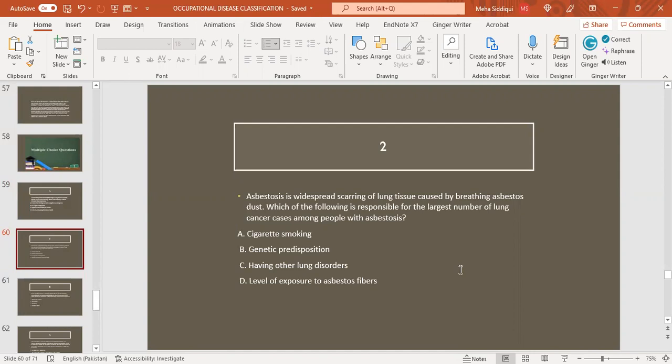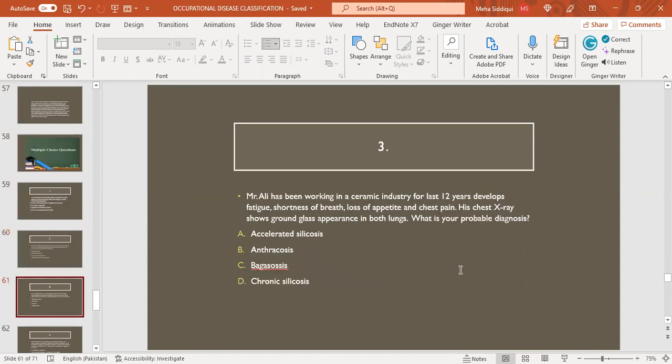No, the right answer is cigarette smoking, because those people who have developed asbestosis are more prone to develop mesothelioma or other lung cancers if they are already cigarette smokers.